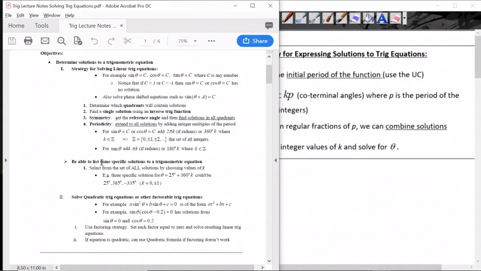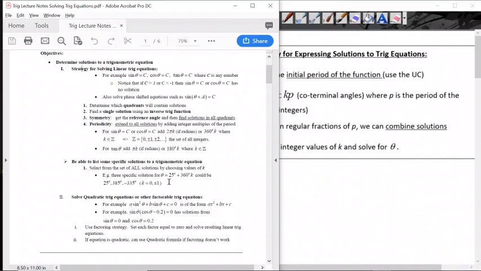Now, being able to list specific solutions: after we have created a set of all the possible solutions, there could be an infinite amount of solutions to an equation, and we can then pick out specific solutions if we wish. One way that we can do that is we can choose particular values of k. We can select specific values of k from our list of all the integers, and we can find values of theta or t or whatever the input variable is that would satisfy the equation.